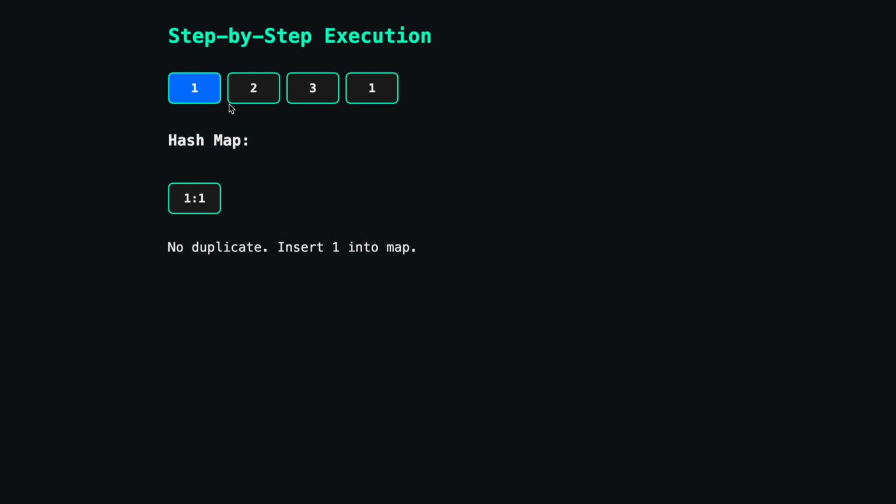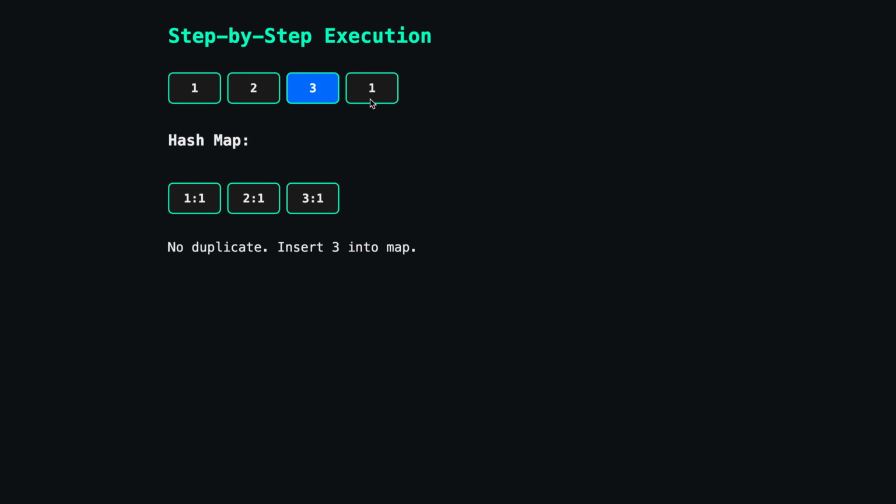Next, we move to the second element, which is 2. We check if 2 is already present in the map. It is not, so we insert it. The map now contains 1 and 2. We then move to the third element, which is 3. Once again, we check the map. 3 is not present, so we add it. Now at this point, the map holds 1, 2 and 3.